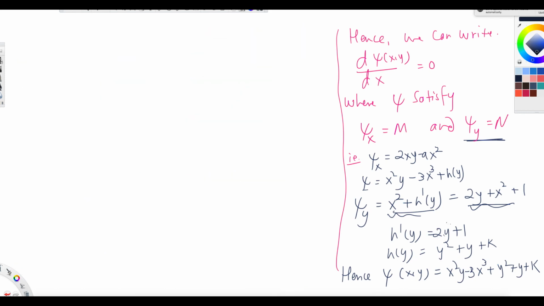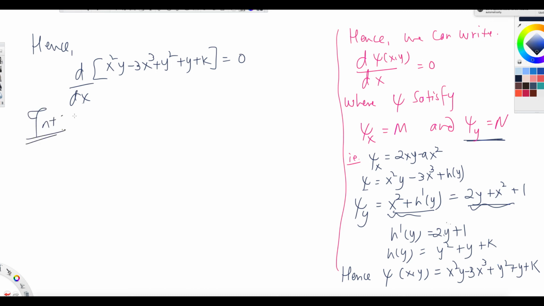Okay, guys? So the given equation can be written as d over dx of x squared y minus 3x cubed plus y squared plus y plus k equals 0. Now integrate. What do you get? The solution in implicit form: x squared y minus 3x cubed plus y squared plus y plus k equals a constant, let's say c1, when you integrate.